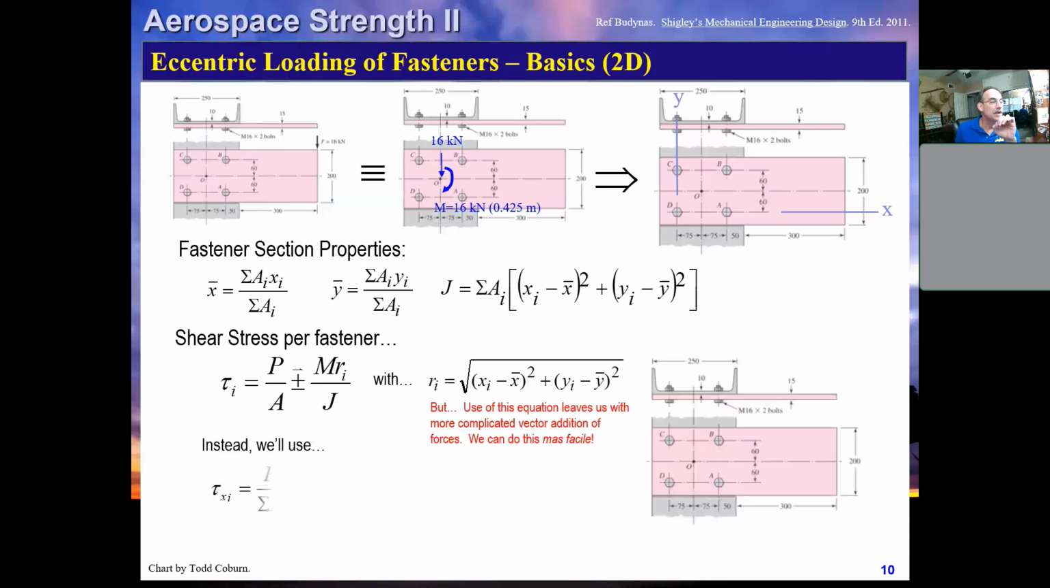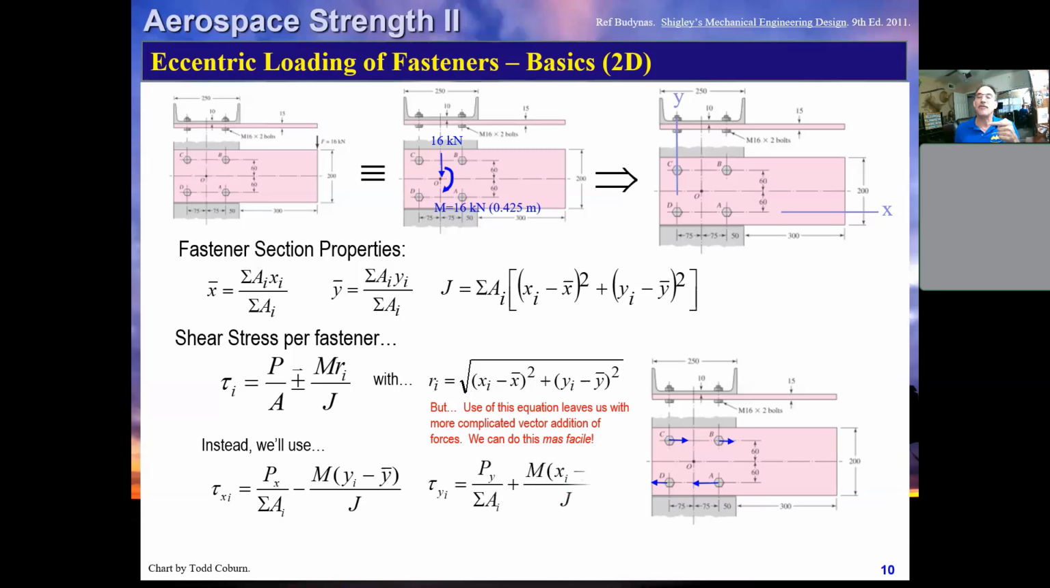Here's what we're going to do. We're going to use these components. The easiest way to implement eccentric forces on fasteners is to calculate components of stress directly. The shear stress in the X direction is any force that we find in the X direction over the total area, minus M times Y minus Y bar over J of the fastener. This is just going to give us the X component.